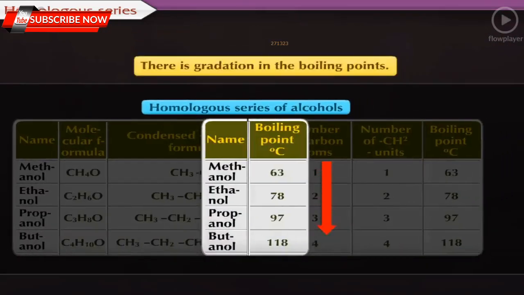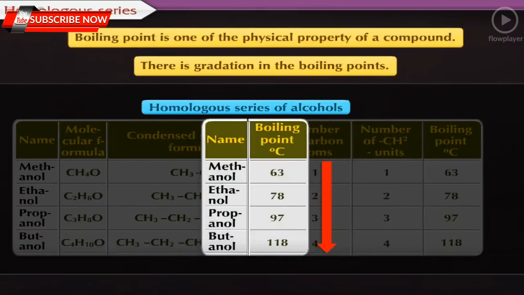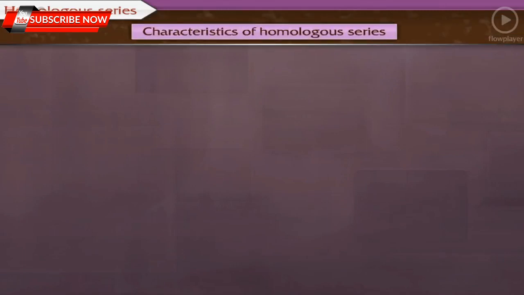Similarly, there is gradation in the boiling points, which shows that boiling point is one of the physical properties of a compound. Generally, while going from one member to the next in any homologous series, the physical properties go on changing in one direction, which shows that there is gradation in the physical properties. From these different examples, we understand some of the characteristics of the homologous series.